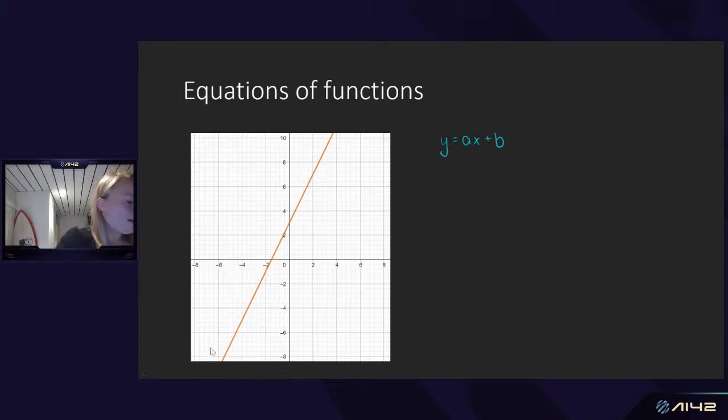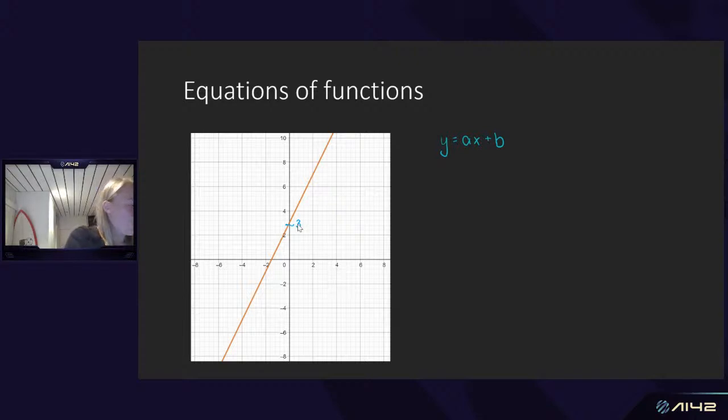If we look at this graph that we have here, we can see that, for example, our graph cuts the y-axis at 3. So what does that tell us? That tells us that when x is 0, y equals 3. And so because of that, we gain some information about this line. But we need some more information to be able to determine the equation.